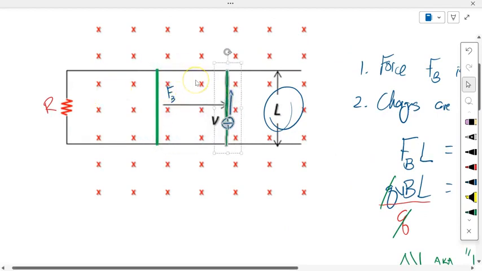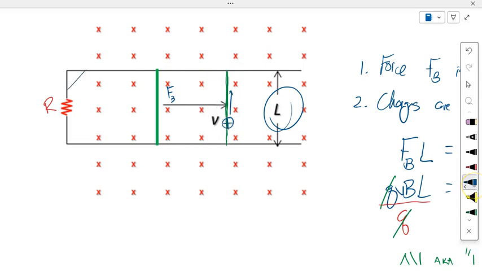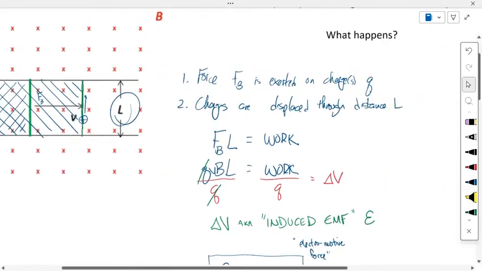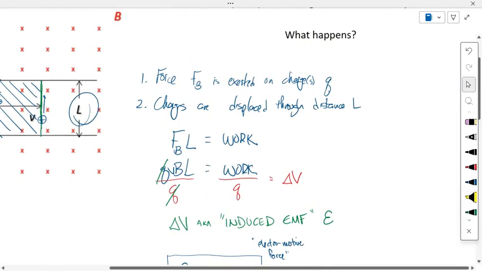Well, guess what? We've gone from a situation in which there was a flux in that amount of area to a flux now in what color? Black, sure, red, green. How about this? Yes, now there's a flux in this area. So what we've done is, what happens? Okay, how about this?